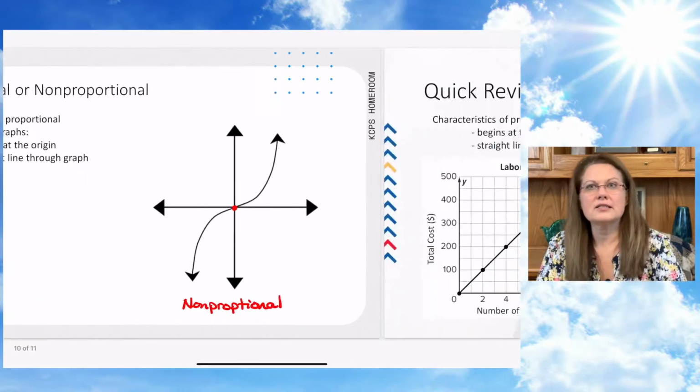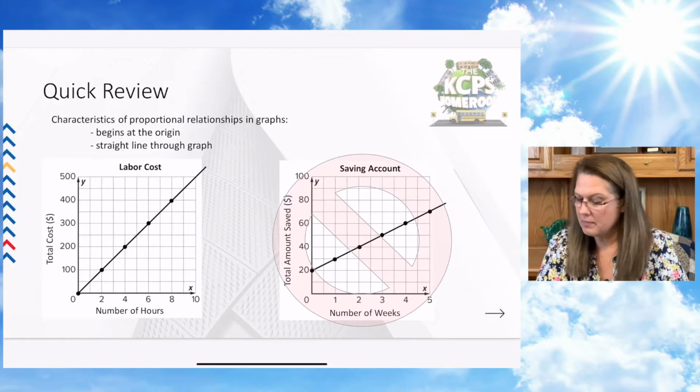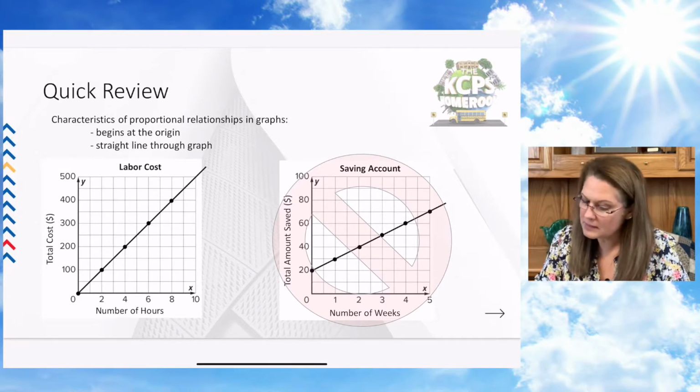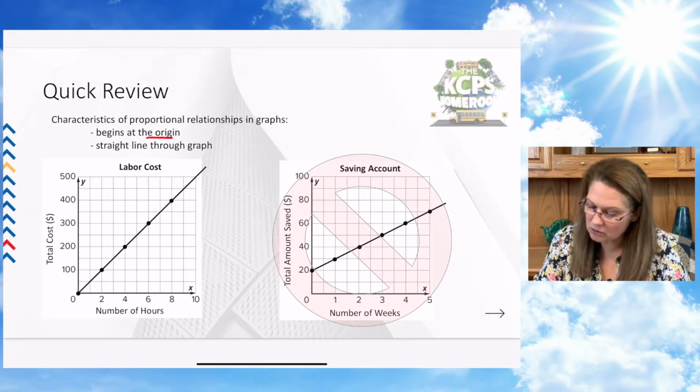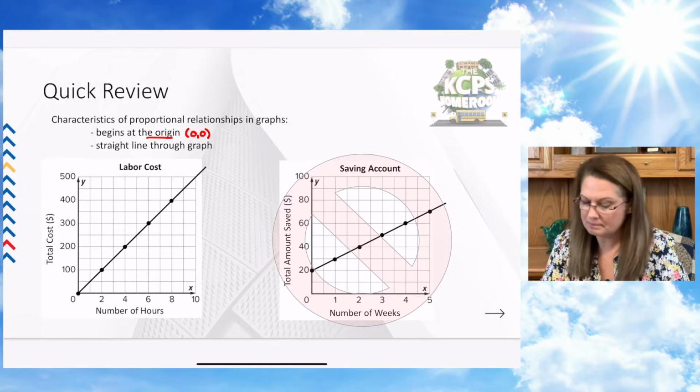That concludes our lesson for today. Let's take a quick review. Remember, I have two graphs here. The characteristics of proportionality between quantities on a graph is it must begin at the origin. And remember, the origin has an ordered pair of 0, 0. We look for those in tables as well. And we also have a straight line throughout the entire graph.